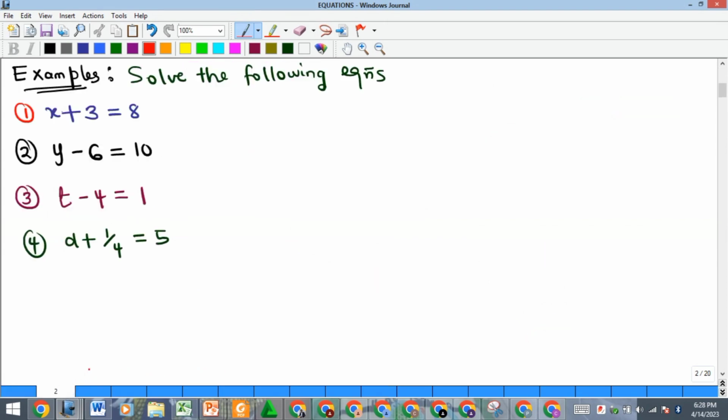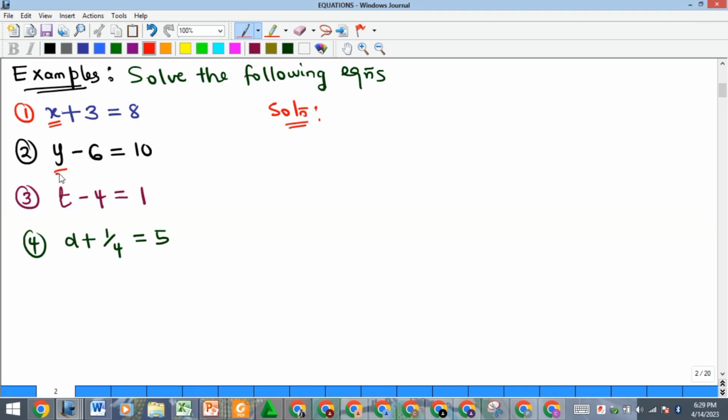So quickly, let's look at some examples here. The first one says we should solve the following equations. Remember I said earlier that whenever you are asked to solve equations, what the person is invariably saying is that you should find the value that is missing, the one that is represented with x or any other alphabet. Recall that the variables you're seeing here are actually numbers that are missing. What it means is that number one is asking you what will be added to 3 to get 8.